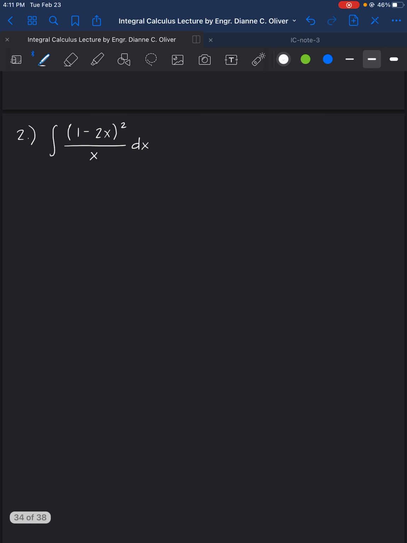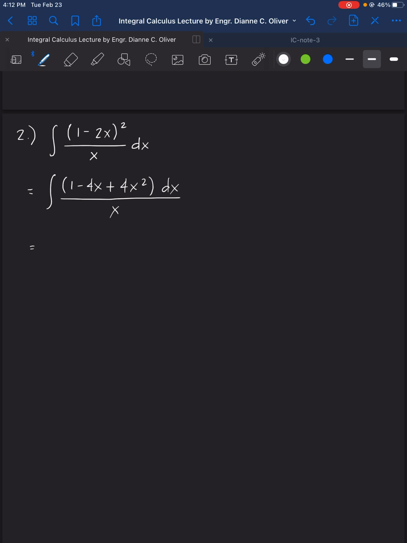For number 2, integral of 1 minus 2x squared all over x dx. So the power for x here is 1. Now let's see if we can use the logarithmic function here. So that is equal to, let's expand the one in the numerator. We have there 1 minus 4x plus 4x squared dx all over x.